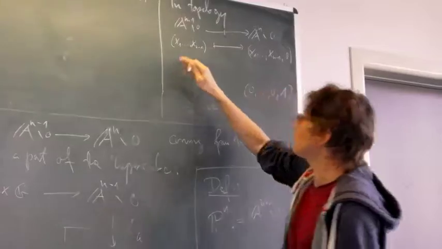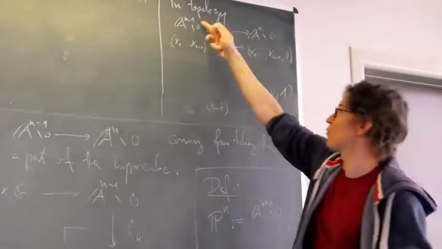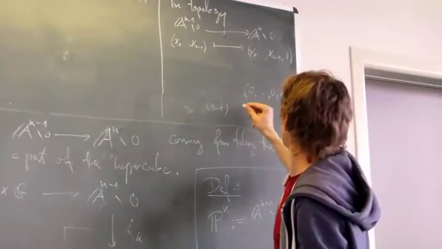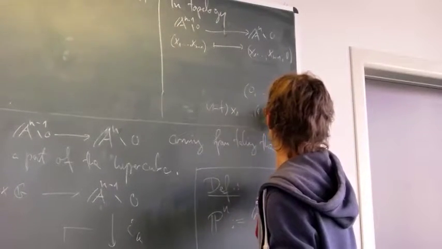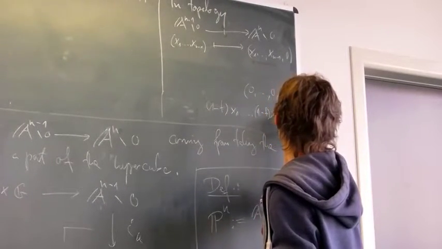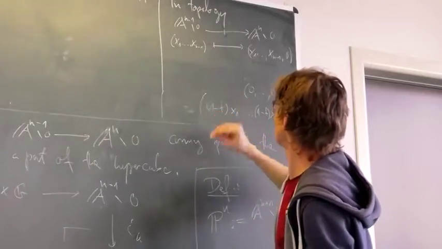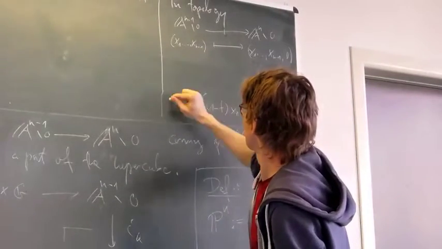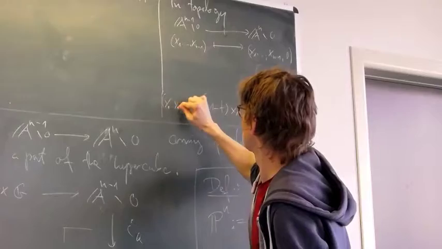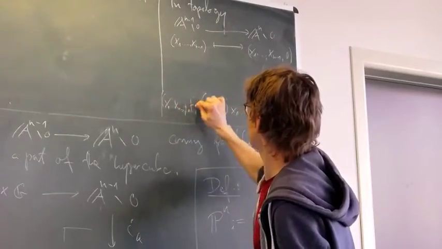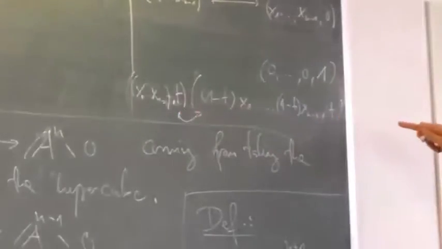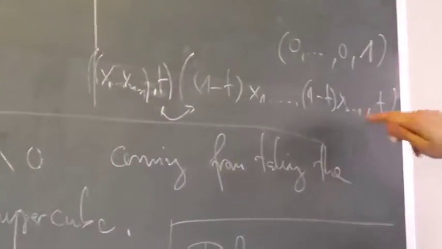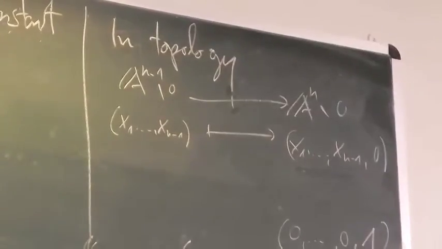For an extra parameter t, so I can really write down a homotopy now. Just take this times x1, this times x_{n-1}, comma t. This comma t gets mapped to this couple, and that's a homotopy which is never entirely zero.